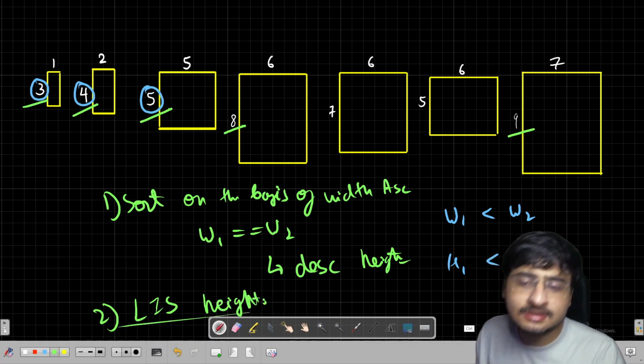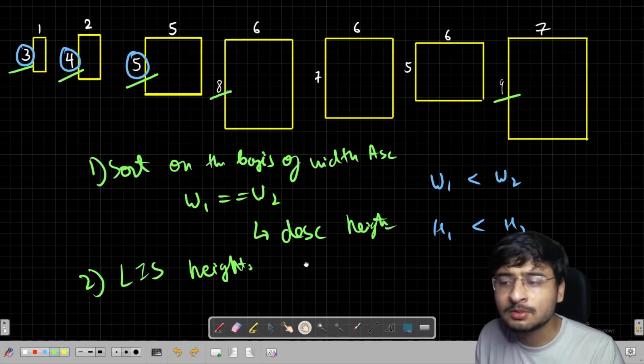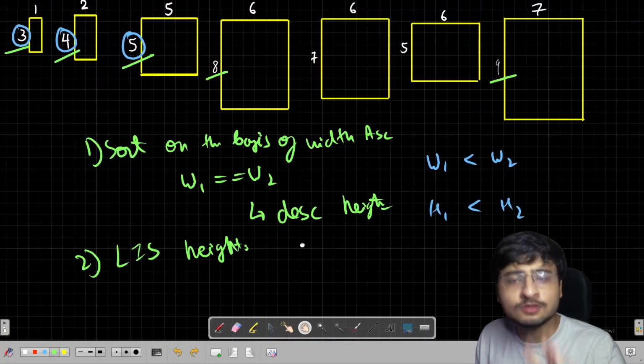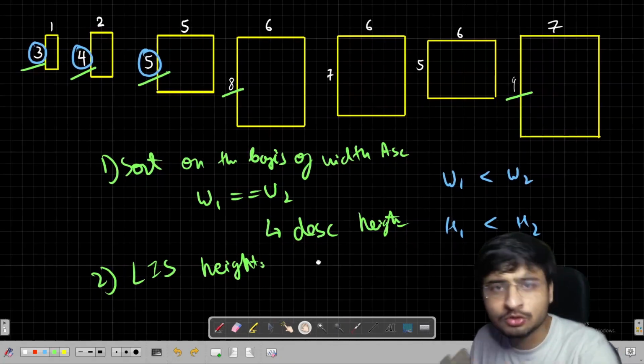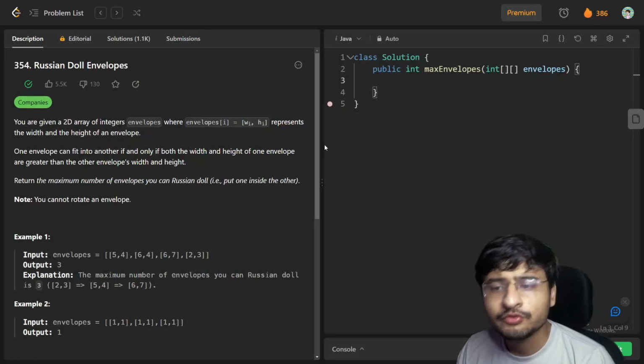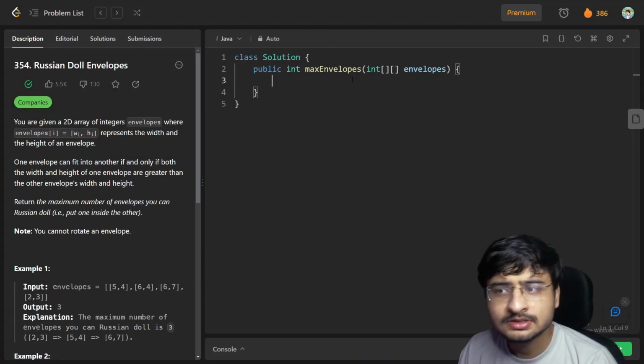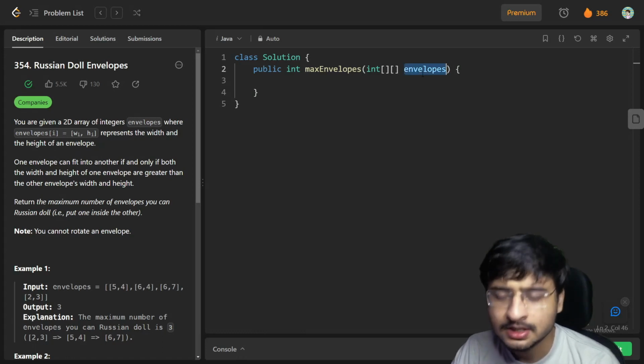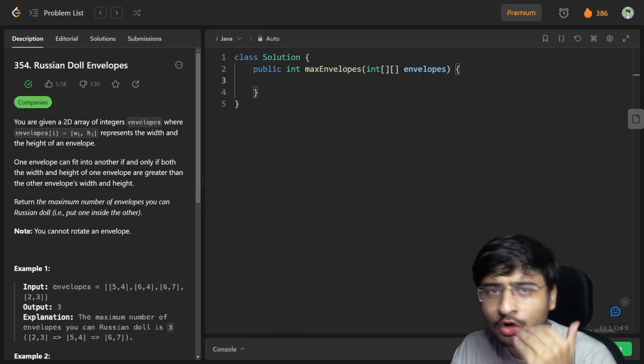I hope it is clear what the actual solution for this problem is. Let us look at how we are going to solve this problem, and let us go directly to the board itself and wind up this problem. So we are here in the code itself, and the first step I want to do: this envelopes array is given to me, and I want to sort this array.